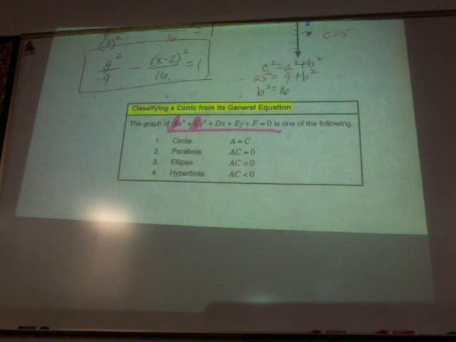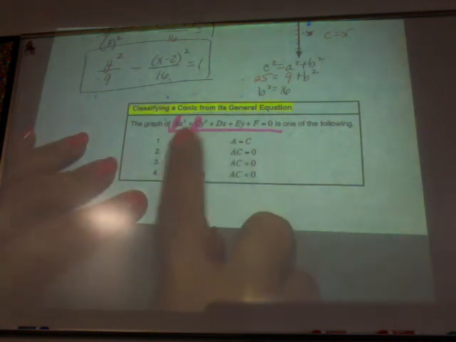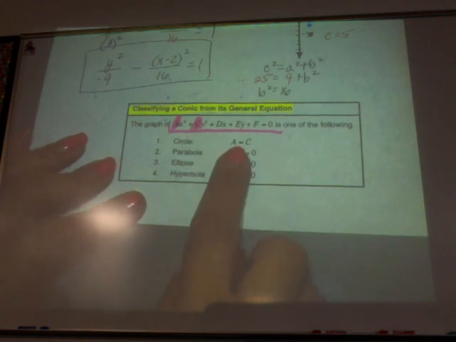What if I'm missing the x squared term? Then that means that A is 0, right? And if I'm missing an x squared term, then look at what happens here. If I have a circle, first of all, these are going to be exactly equal to each other. If that's 4, that's 4. If that's 1, that's 1. If that's 3, that's 3. Okay, they will be exactly the same. If you've never noticed it before, you're going to see it when you do this. So circle, those are equal.